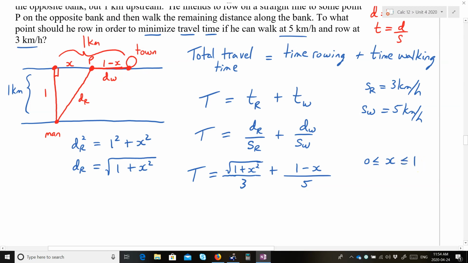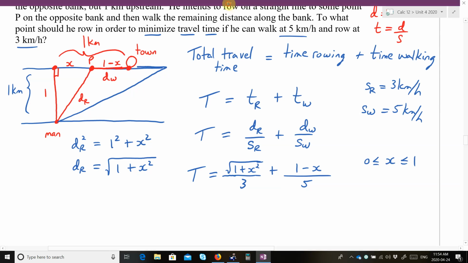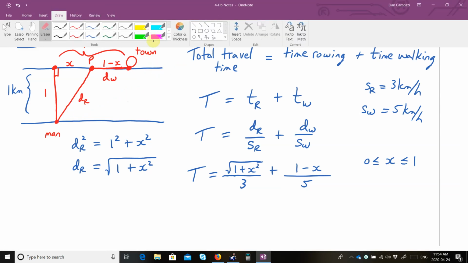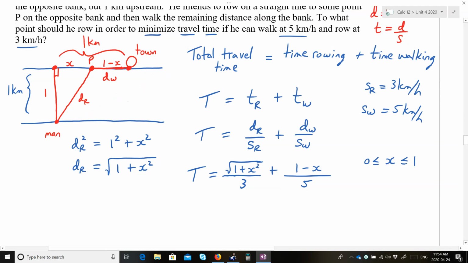Okay, we wouldn't make X bigger than 1 because that would mean that he's rowing over here past the town and then walking back to the town. That doesn't make sense either. Okay, so it's got to be somewhere between 0 and 1. There's our interval. And so then what do we have to do? We have to find the critical points of this time function and then test the endpoints and the critical points.